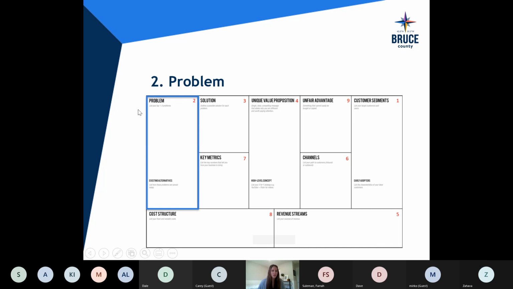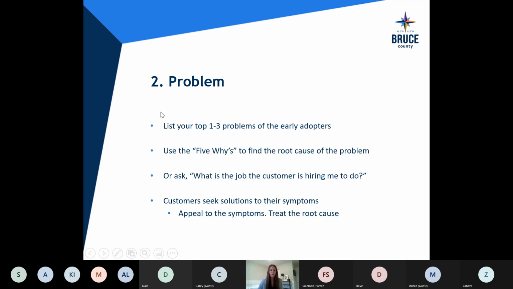And through the problem, I apologize if you can't read this, but this says list your top 1 to 3 problems. So what the lean canvas does is says every customer that you're selling to has a problem. Most people start businesses because they're solving a problem. They're providing something that either hasn't been provided before, or they're doing it differently, or cheaper, or more sustainably, something. And the reason they're doing it is because there's a problem in that specific industry.